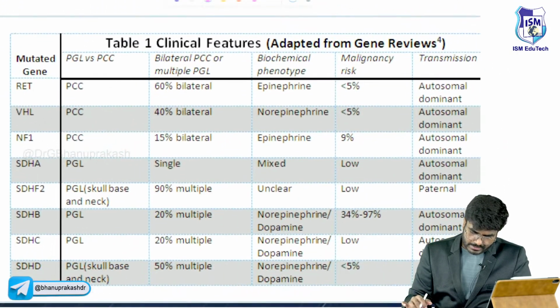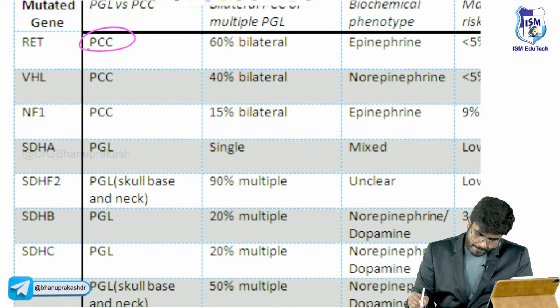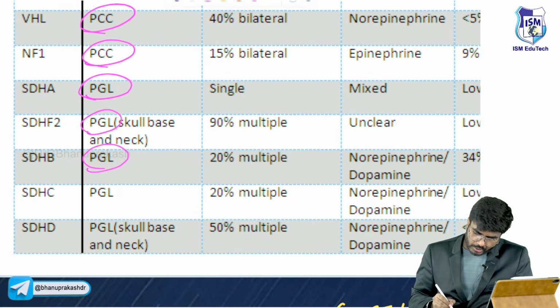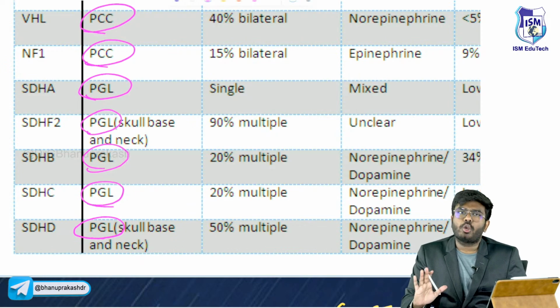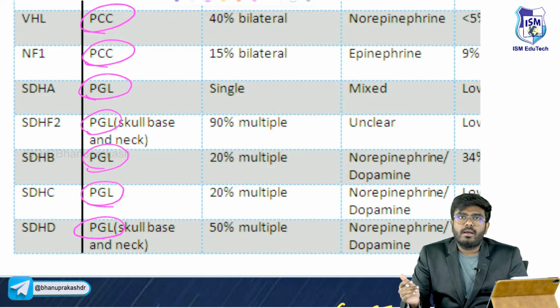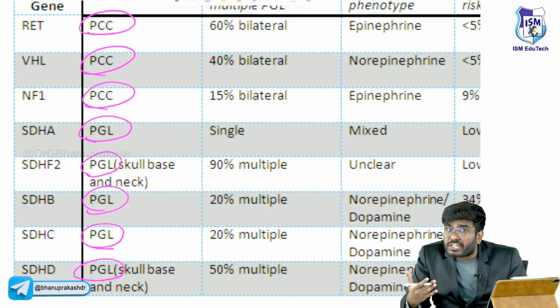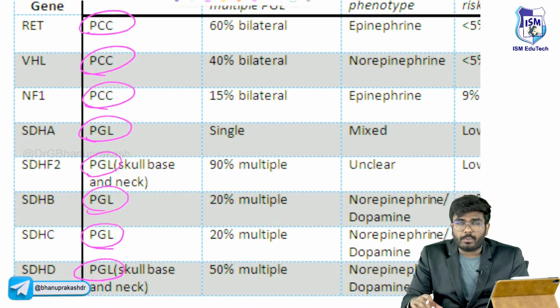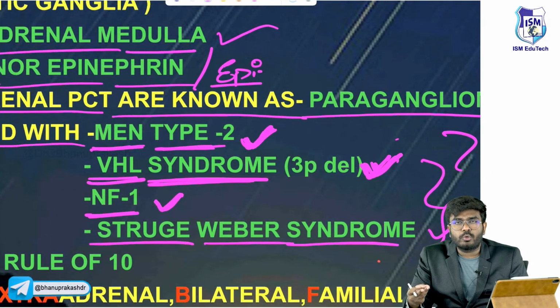Pheochromocytoma. What else you should know is, there are multiple genes. Dekho, pheochromocytoma, PCC. Pheochromocytoma and paragangliomas are almost the same thing, right? Pheochromocytoma and paraganglioma differ based on the location. In your exams, this question can be asked. These pheochromocytomas or paragangliomas are due to which gene mutations? What are the gene mutations which can lead to pheochromocytoma? What are the syndromes associated with pheochromocytomas? MEN type 2, von Hippel-Lindau syndrome, neurofibromatosis type 1, Sturge-Weber syndrome, you know it, right?